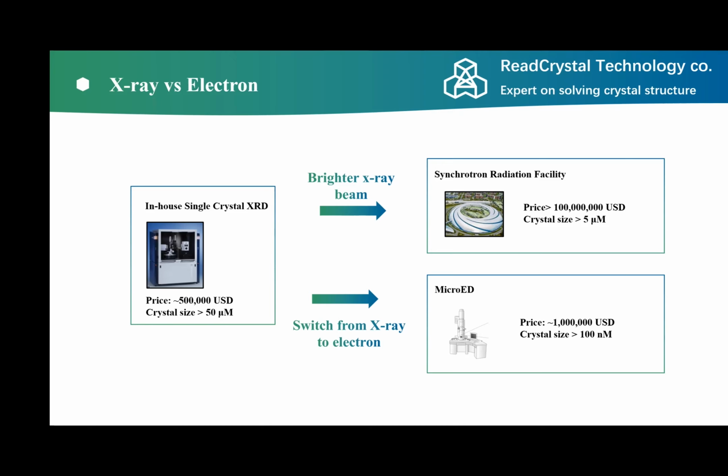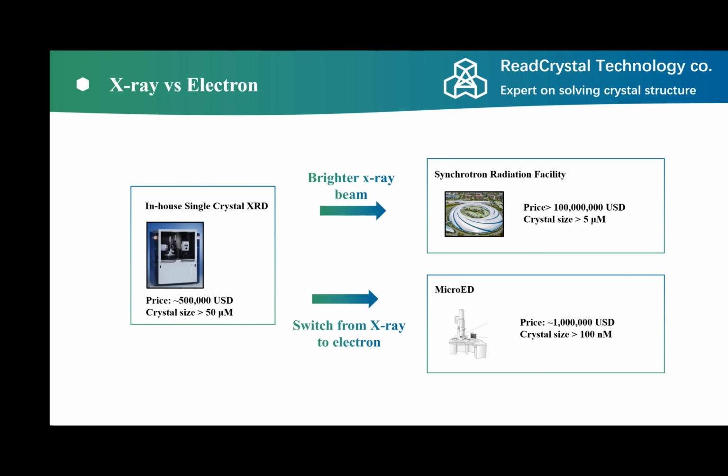For small molecules, you still need a crystal size of around 5 micrometers, and for protein, you need a crystal size of around 50 micrometers, even with the synchrotron light source. The other approach is to change the radiation source, to switch from X-ray beam to electron beam. So micro-ED was invented from this following source.